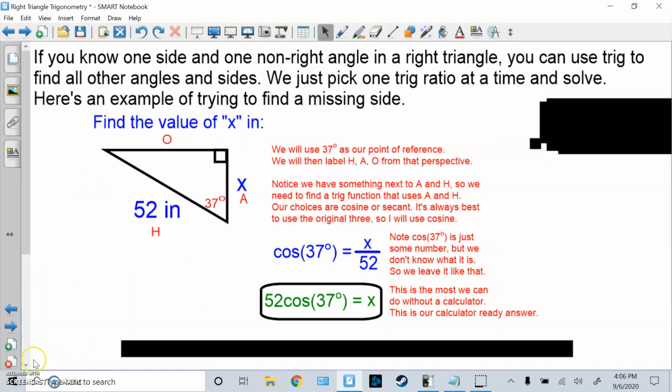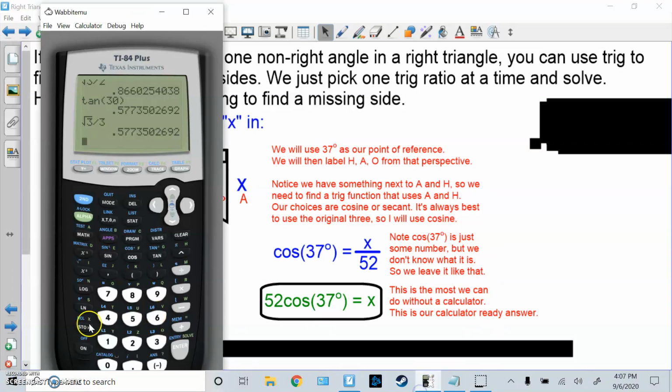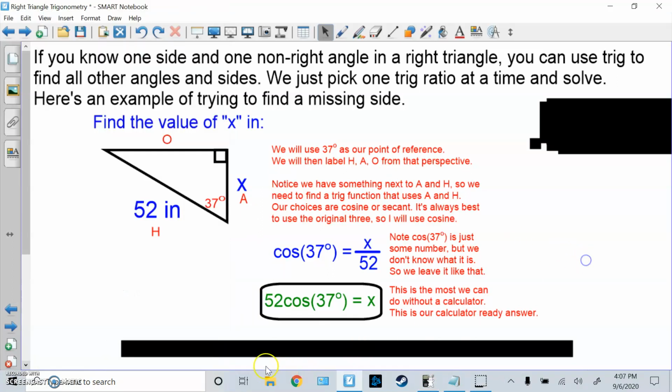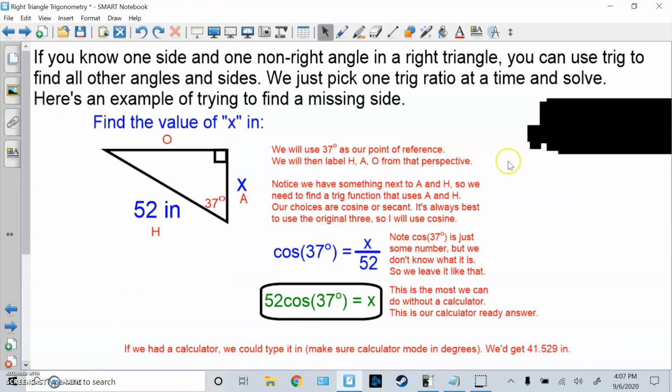If you have a calculator, you type it in. Notice I write 52 cosine 37 degrees. I get this answer, 41.529 inches, which is supposed to be smaller than our hypotenuse, that's good.